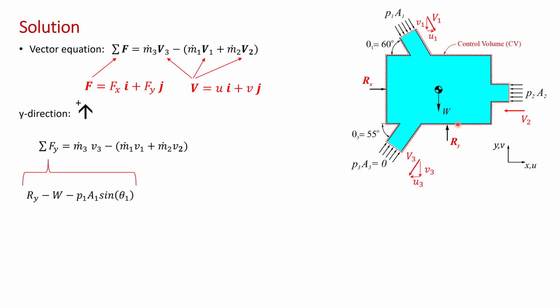So considering the sum of the forces in the y direction, we have Ry in the positive y direction. W here, which is the weight of the box and the water in the box, acts in the negative y direction, so it's minus W.